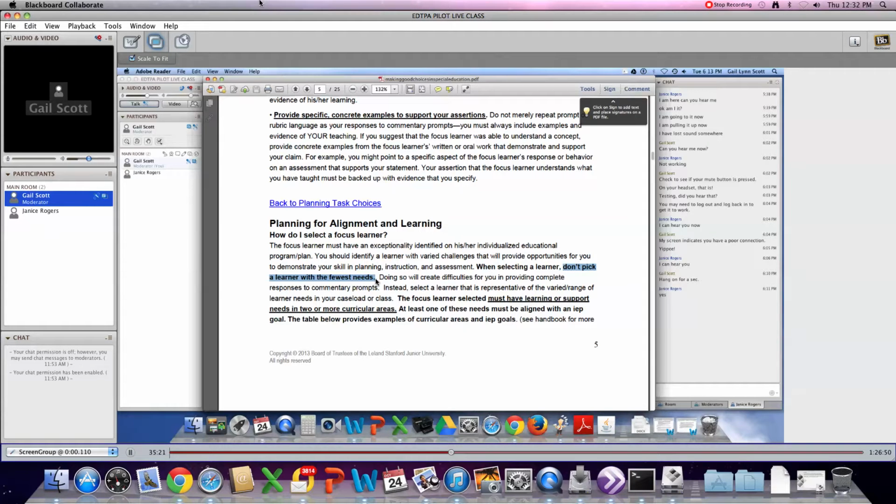This is new in the new making good choices. Don't pick a learner with the fewest needs. Okay? You need to pick a learner that is representative of the kinds and range of needs you have in your classroom.